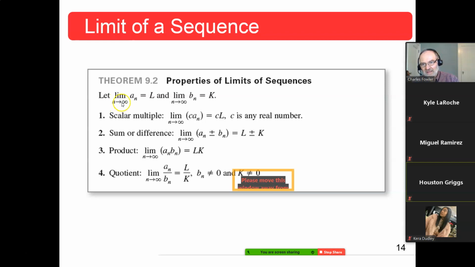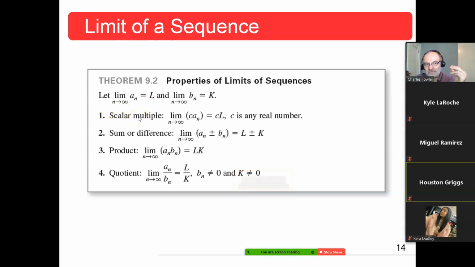So, let the limit as n approaches infinity of a sub n equal L. So, we're told it does have a limit. And the limit as n approaches infinity of b sub n equals K. So, it has a limit. They've told us both of these sequences here, a sub n and b sub n, have limits. Now, here are the properties.